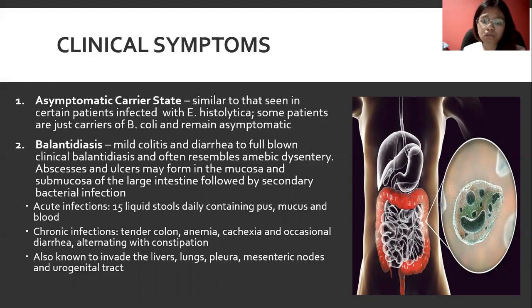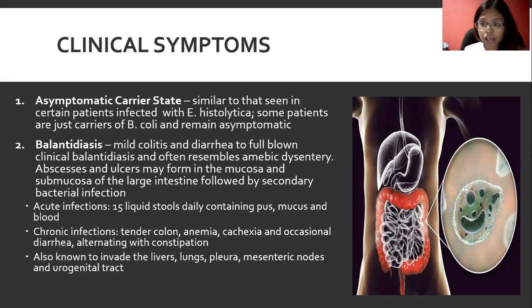So abscesses and ulcers may form in the mucosa and submucosa of the large intestine, followed by secondary bacterial infection. So acute infection, usually po ang patient 15 liquid stools daily containing pus, mucus, and blood. So yung pupo po ng patient na may acute infection of balantidiasis, 15 liquid stools with pus and mucus and blood. So isipin mo na lang kung gaano kasakit. Paano pa kaya kung meron kang chronic infection?